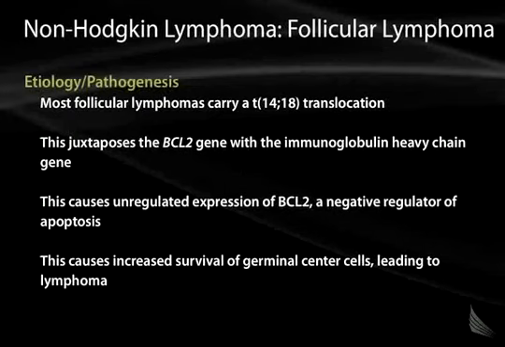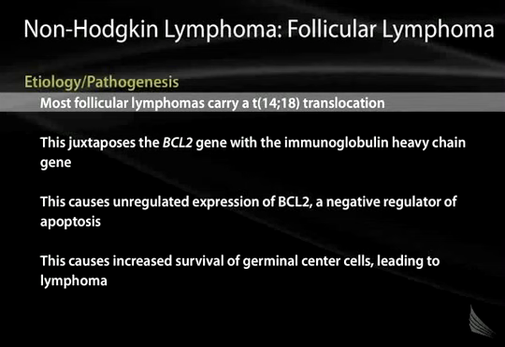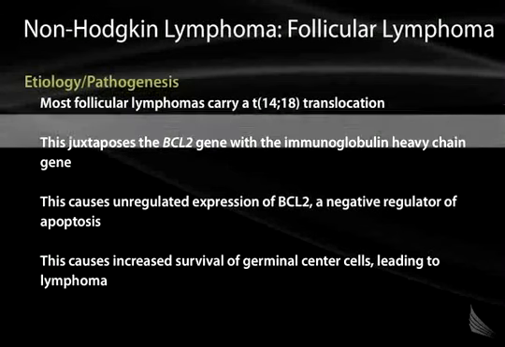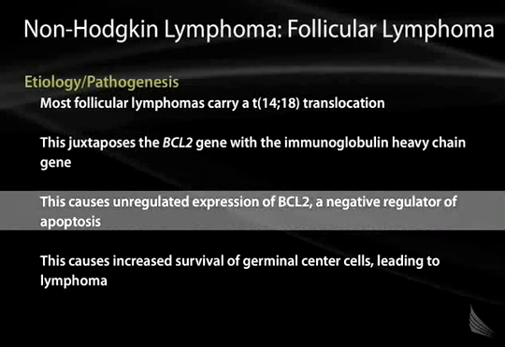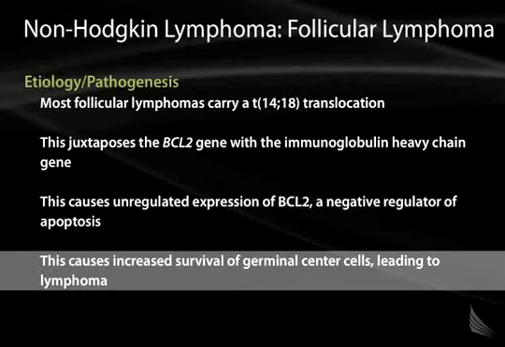So a discussion of other specific lymphomas: follicular lymphoma often carries a translocation 14;18. This juxtaposes the BCL2 gene with the constitutively active immunoglobulin heavy chain gene, which causes unregulated expression of BCL2, which is a negative regulator of apoptosis, or programmed cell death. So this causes increased survival of the cells in the germinal center, which can cause hyperproliferation and no apoptosis, leading to disordered cell cycle production and leading to lymphoma.